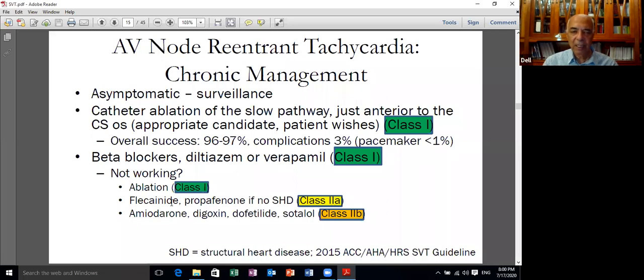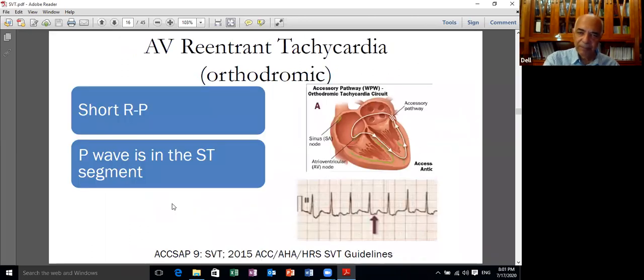If the patient doesn't have structural heart disease, then class 1C: flecainide and propafenone. If nothing works, then we go to SAD, which is sotalol, dofetilide, and amiodarone, and rarely is digoxin used for that reason, almost never. Now we move to the third type of supraventricular tachycardia, which is AV reentrant tachycardia.